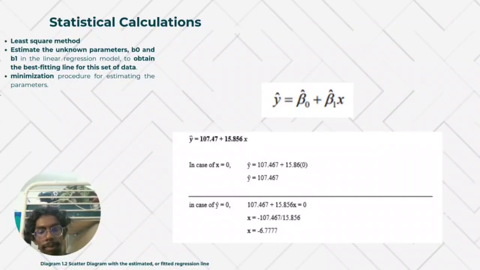Finally, to obtain the best fitting line, we just need to find the values of 2 points. One is the value of y when the value of x is 0, which is the y-intercept. Then the value of x when the y value is 0.